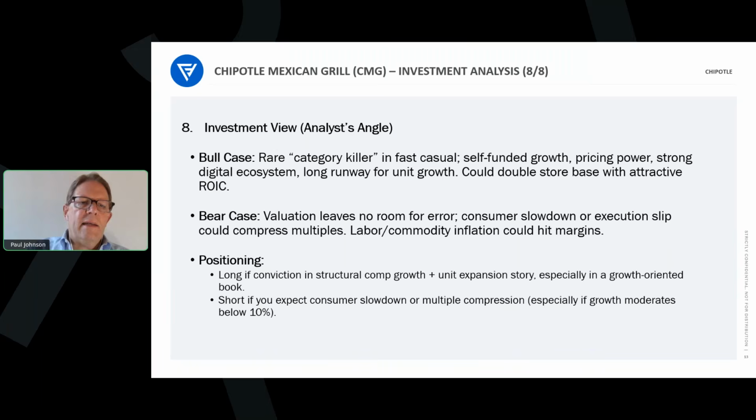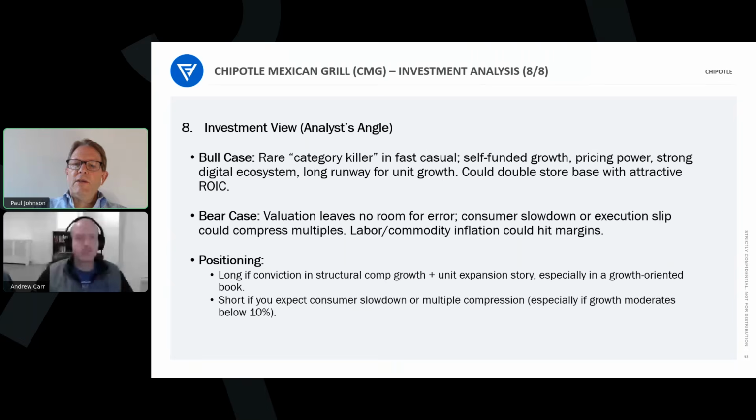All right, positioning. This is the great hedge. I thought this was the ChatGPT hedge. Long if conviction in structural growth plus unit expansion story, especially in growth-oriented book. I love just the language of the industry. And short if you expect consumer slowdown or multiple compression. So yeah, that's the hedge. I mean, both are true, but not very helpful. All right, so that's the end of what I got with a very simple prompt. And frankly, I was blown away.